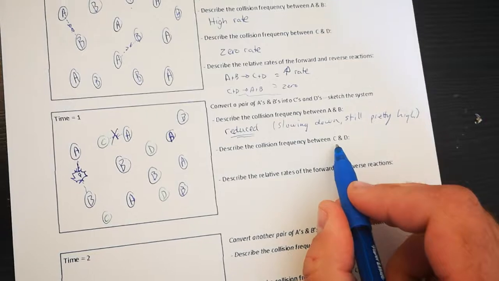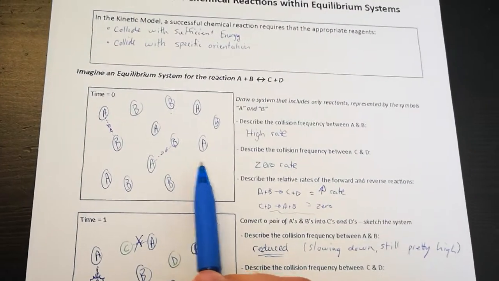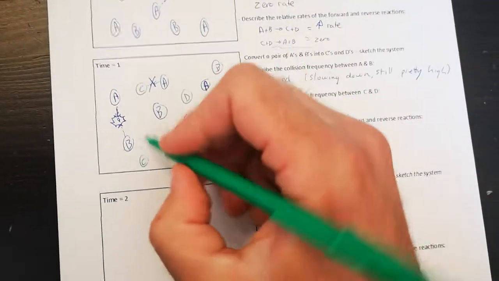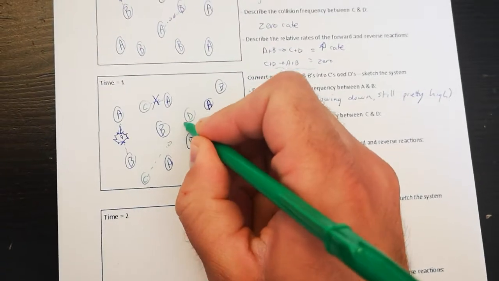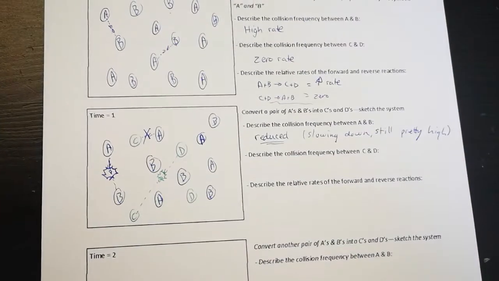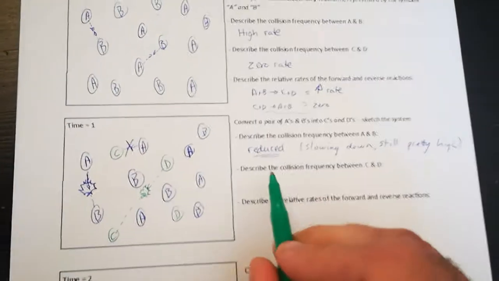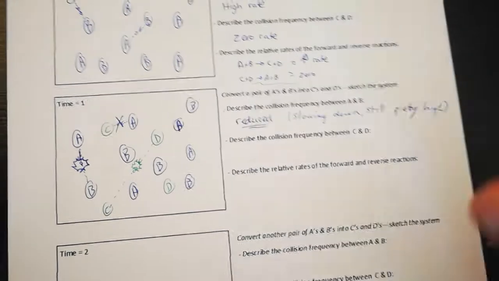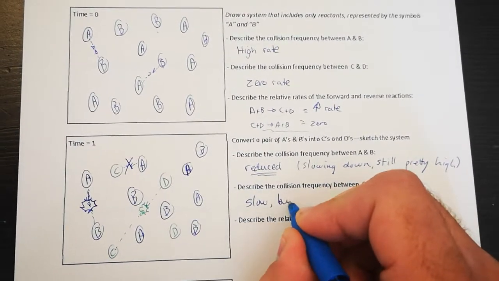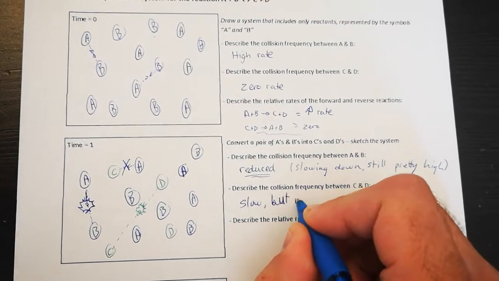What would the collision frequency be between C and D? Well, back at time 0, it was 0 because there weren't any. But now that we have some C's and D's, every now and again, a C and D will collide and a reverse reaction will occur. So the collision frequency between C and D is still pretty slow, but it's increasing.